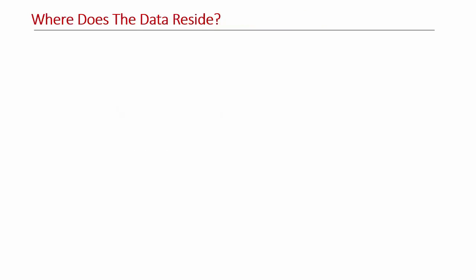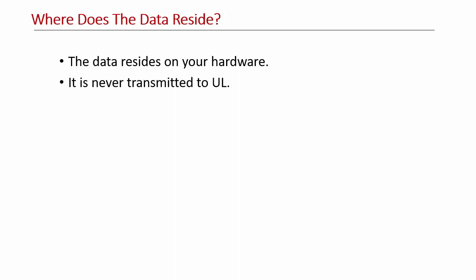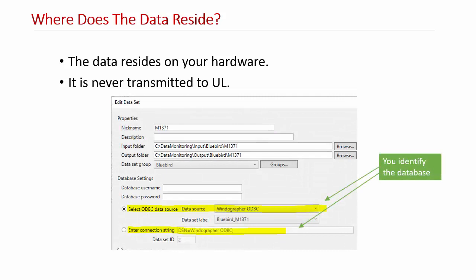Number three, where does the data reside? The answer to that is wherever you want it to reside. You can put it on a local server in your office or in corporate headquarters or a secure location in the cloud, wherever you decide. It does not get sent to UL. You directly identify the database actually, either with an ODBC data source or a connection string, and that's where the data goes. Simple as that.